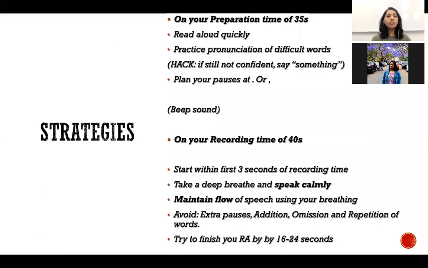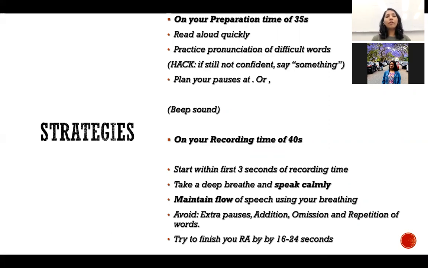You'll have 40 seconds of preparation time after the passage is displayed on your screen. So there is a reading passage displayed on your screen, and you'll have 40 seconds of preparation time, after which you hear a chime or a beep sound, and you're supposed to read that passage aloud.